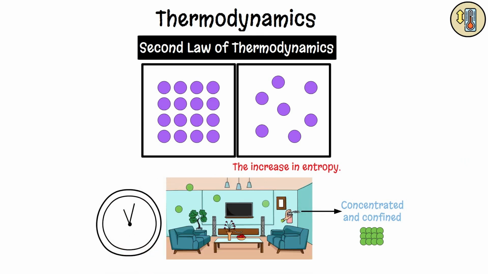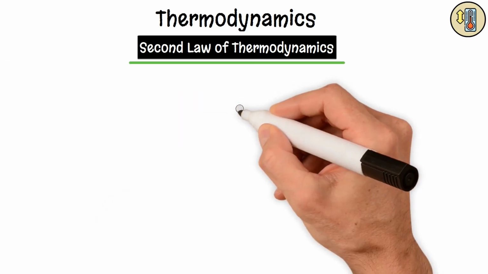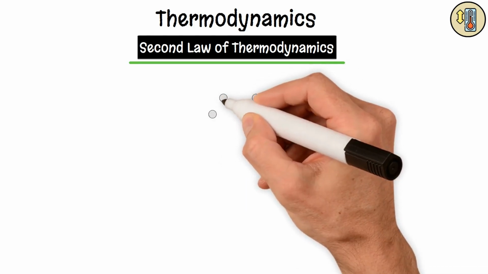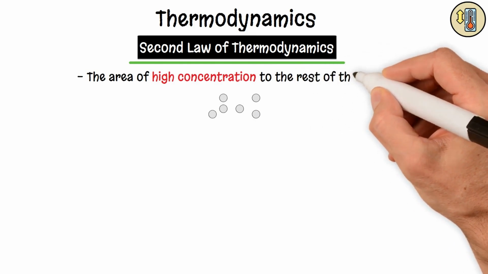As time passes, the perfume molecules start to spread out and mix with the air in the room. According to the second law of thermodynamics, the energy of the perfume molecules causes them to move and spread out from the area of high concentration to the rest of the room.